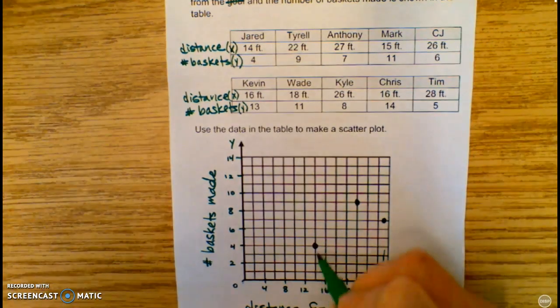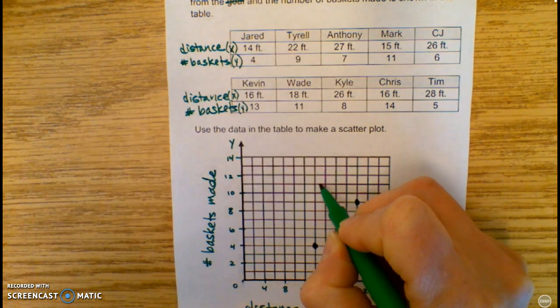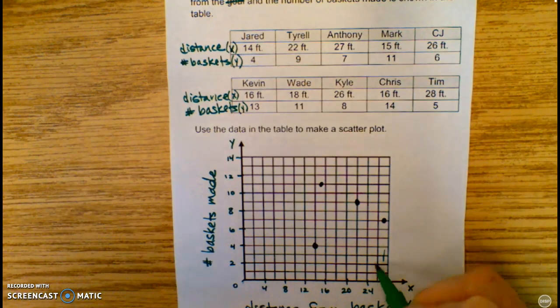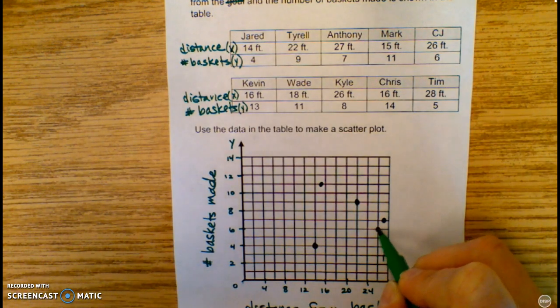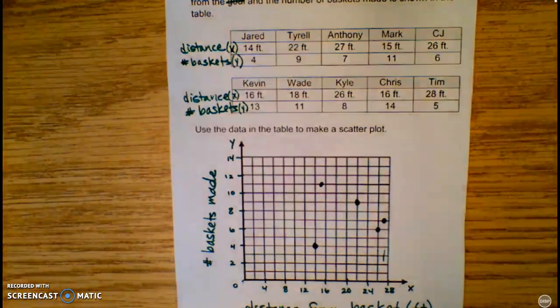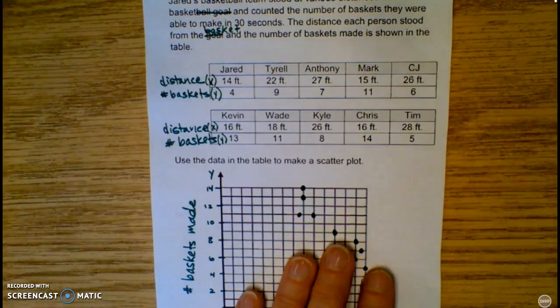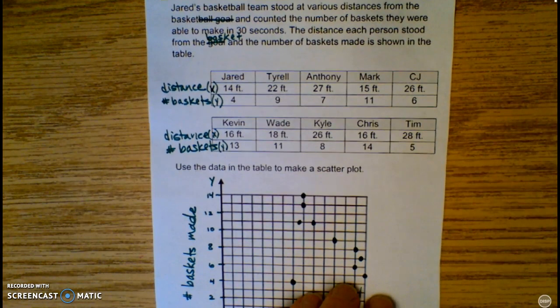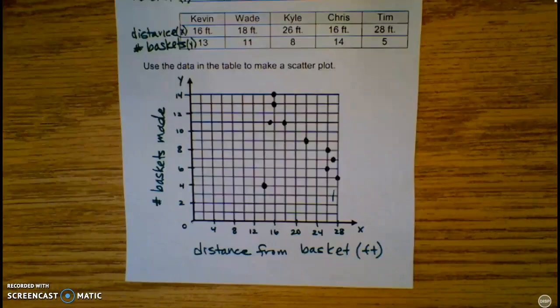15, and he made 11, 26, he made 6. You can go ahead and pause and get the rest of your points on, and then play so we can continue to talk about our data.